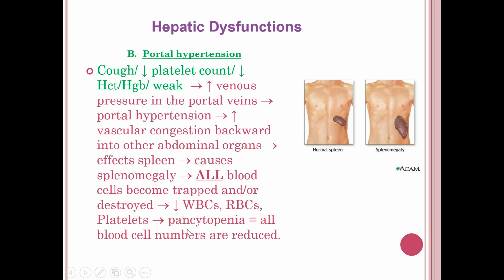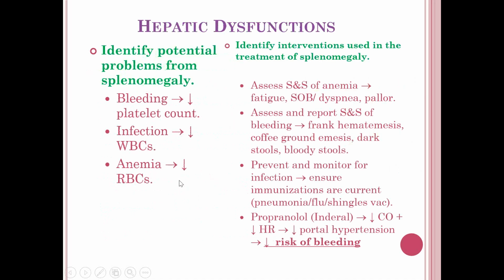And it's unlikely Dr. Reed will test you on that, but all of this vocabulary is fodder for either ATI or NCLEX. So let me just throw out some more vocab words. So let's talk about the problems that can occur from splenomegaly. All blood cell types are reduced. That's pancytopenia.